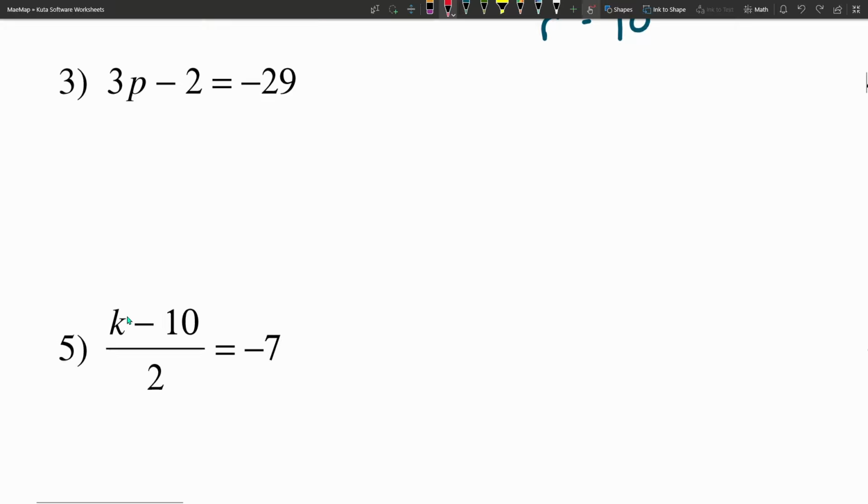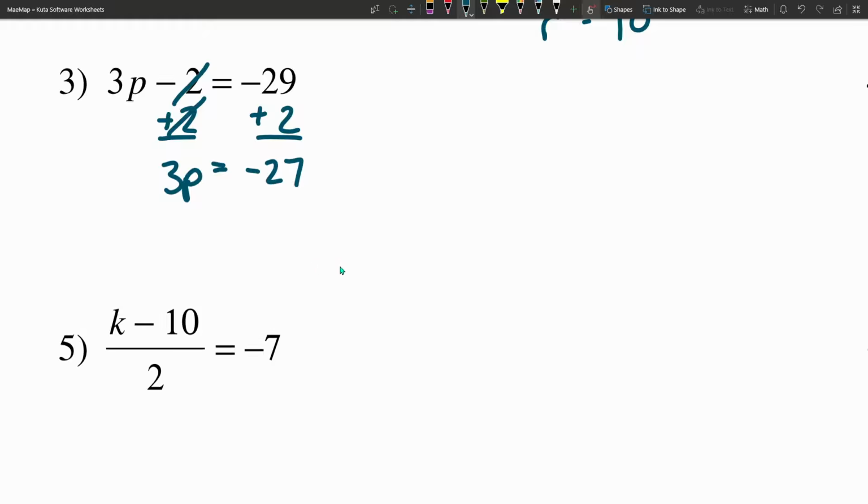For number 3, we have that 3p minus 2 equals a -29. Let's start out by moving that -2 to the other side. So if the 2 is subtracted, in order to cancel it out, we're going to add it to our other side. -2 plus 2 is 0. 3p plus 0, or 3p minus 0, is 3p, and that's equal to -29 plus 2. We're in the negatives, but we're moving a little bit closer to that 0, so that's a -27.